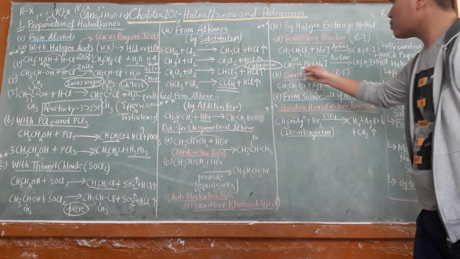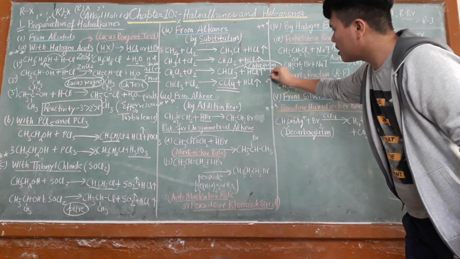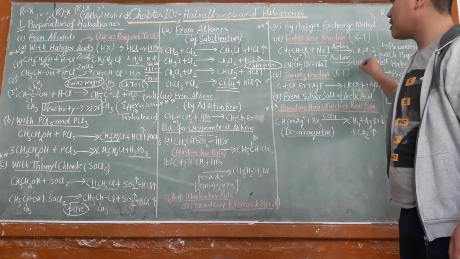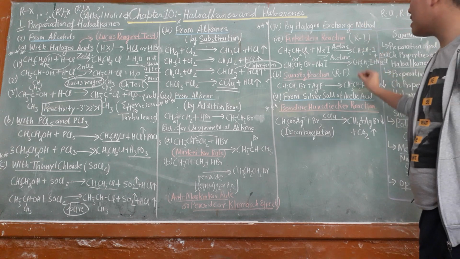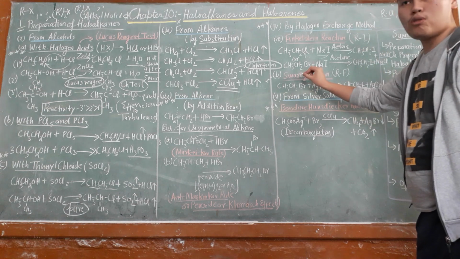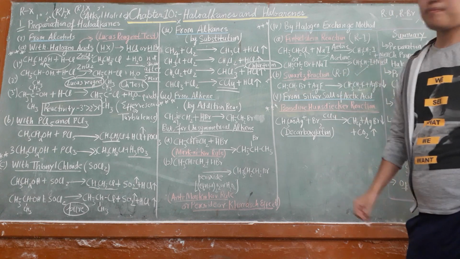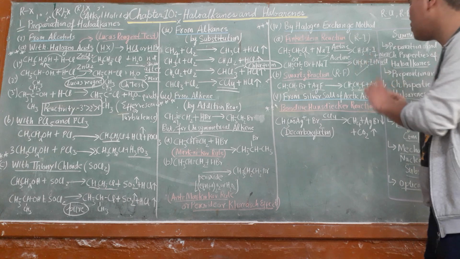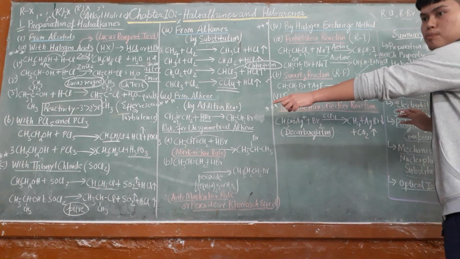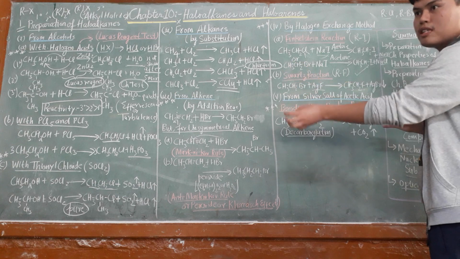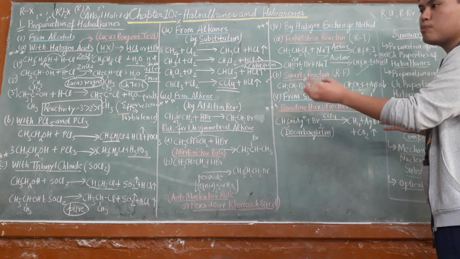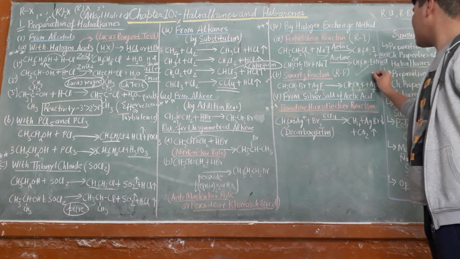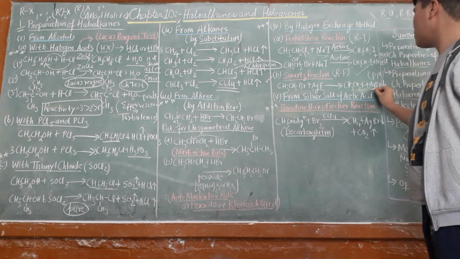Now, this reaction is also very important because a question has been asked: which of the following methods is best for the preparation of alkyl fluoride? The Swarts reaction. Why? Because in the best method we are getting a pure product. In this case the byproduct is a precipitate, silver bromide is a PPT.